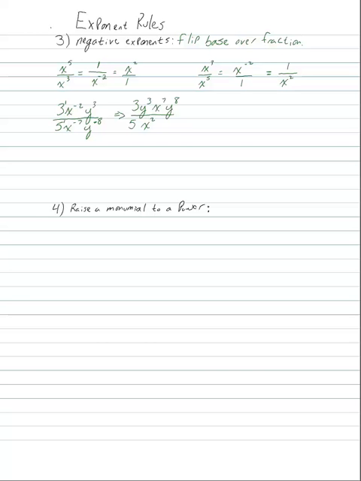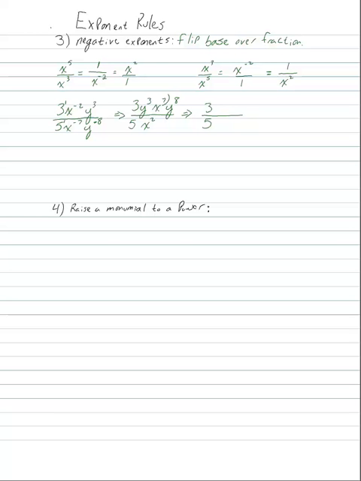Now I can just simplify the same way I was doing in the previous video. So 3 over 5, I can't simplify, so it's just 3 over 5. My x's, I have x to the 7 over x to the fifth. That means I am dividing, so I'm going to subtract my exponents.